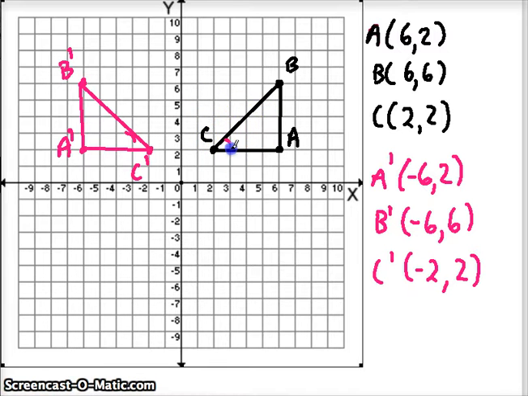What about angles though? Look at this angle BCA, angle BCA. Well, BCA over here is right here. Are these angle measurements any different? Well, they shouldn't be. So reflections do not change angle measurements either.